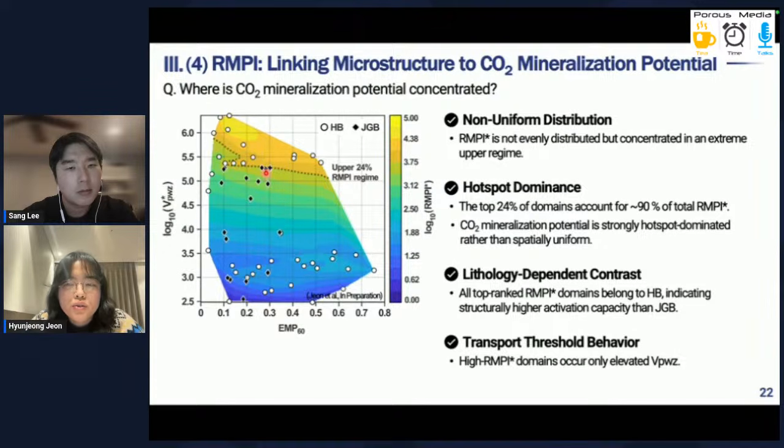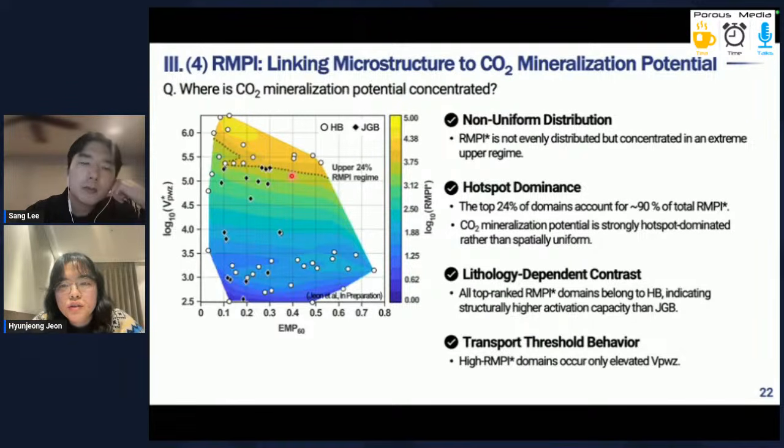Our analysis shows a clear hotspot dominance in that the top 24% of subvolumes account for approximately 90% of the total RMPI potential. This indicates that CO2 mineralization is not a spatially averaged phenomenon, but is instead governed by a few highly active hotspot regions.